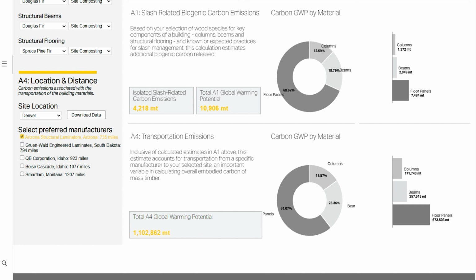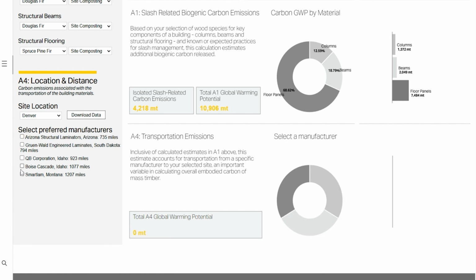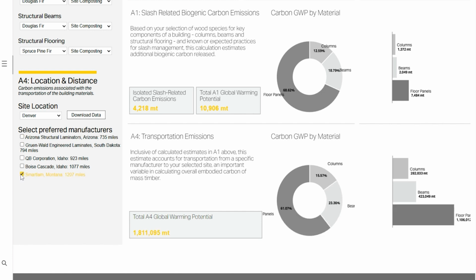So if you're choosing a supplier that's close to half the distance away from the other, you're looking at basically a 600,000 metric ton difference, right? And that's primarily from just shipping, right? Things on trucks, on trains, etc. Yeah, and I think that's something that's really important.